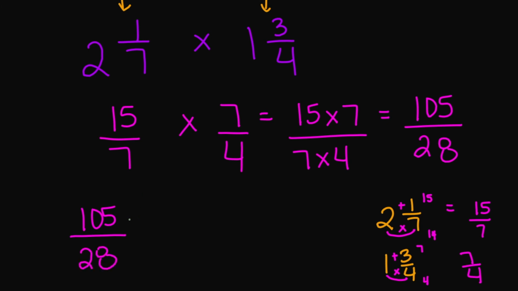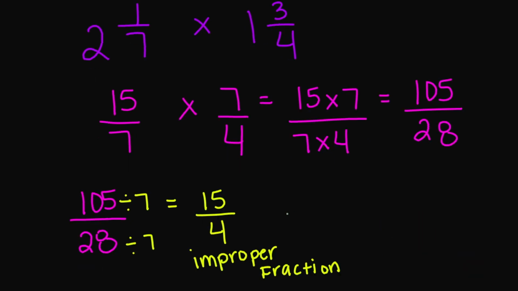I can simplify my answer because the number 7 goes both into the 105 and the 28. So 105 divided by 7 is going to equal 15. And 28 divided by 7 is going to equal 4. And 15 over 4 is an example of an improper fraction. My number on top is larger than the number at the bottom. So let's go ahead and turn this into a mixed number.